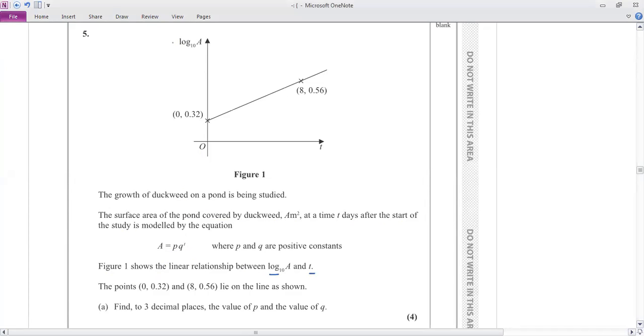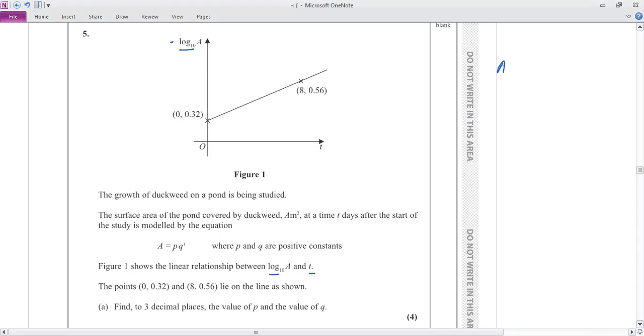It means on the y-axis log 10A is taken and on the x-axis T is taken. So first of all, in the given relation, the relation is given for area, that is A is equal to PQ power T. We have to find it in this term. So I will write here in this area, and the graph will be in front of me. If we need, we can use that also.